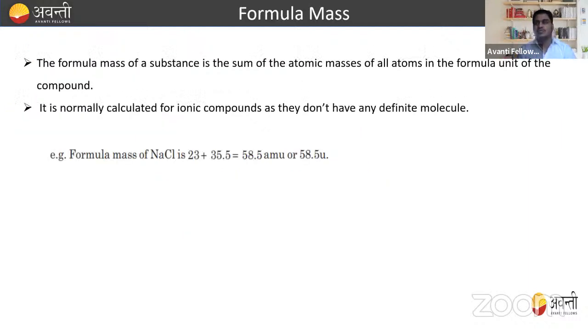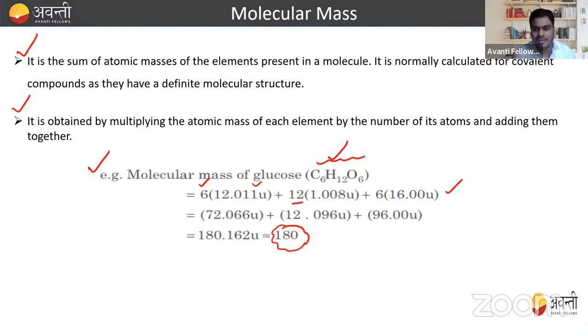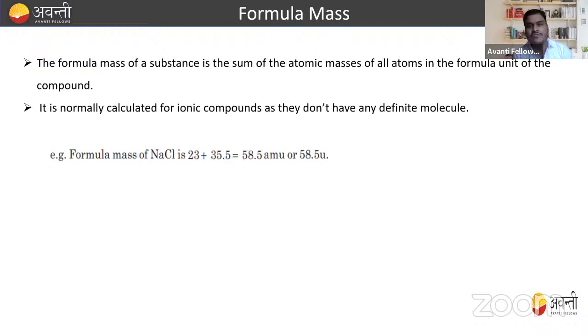Okay, now let's move to the next thing, that is the ionic compound. We know for the covalent compound we calculate molecular masses, right? Now for the ionic compound, just like molecular mass, we also calculate formula mass, right? So how will we calculate formula mass?